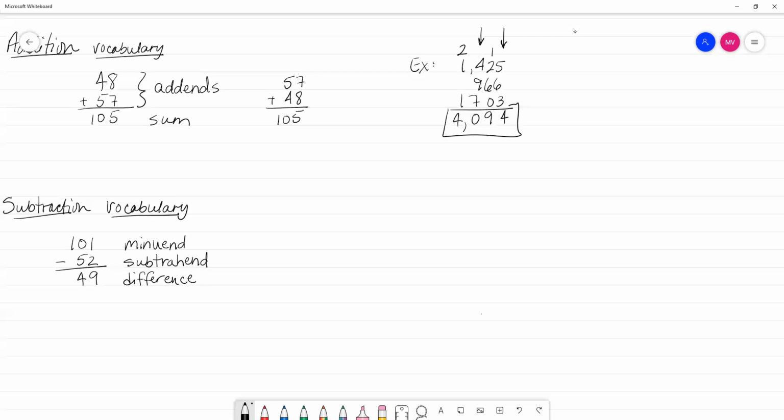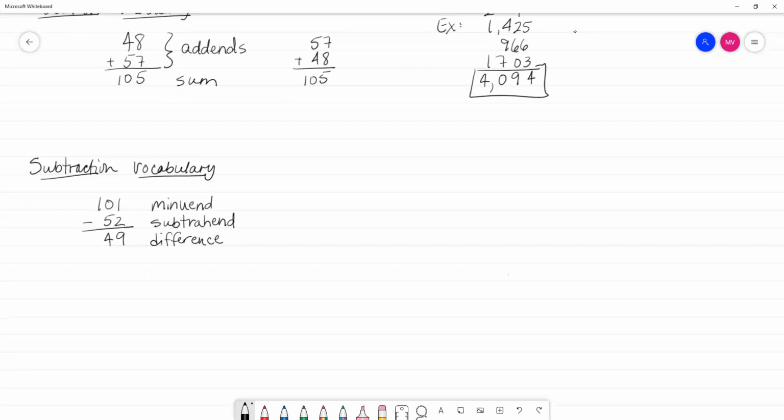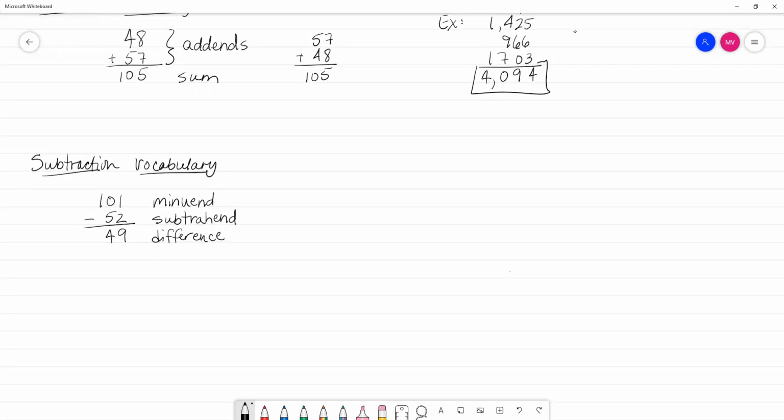All right, let's move on to subtraction for now. So our subtraction vocabulary: we have the minuend minus the subtrahend gives us the difference. The name of the solution to a subtraction problem is called a difference. The minuend and subtrahend have two very different names.